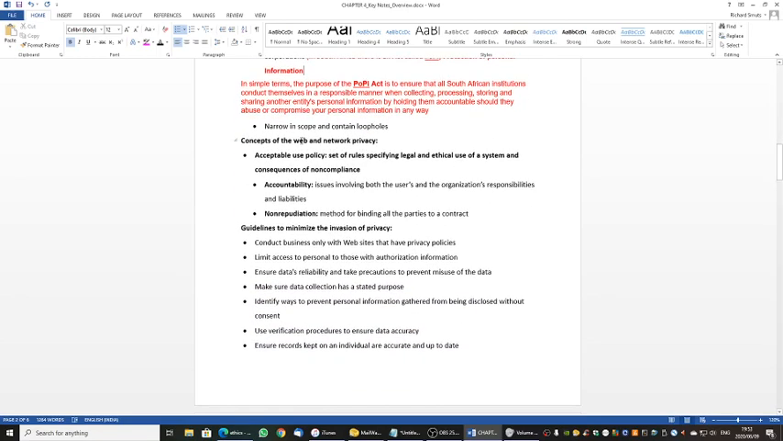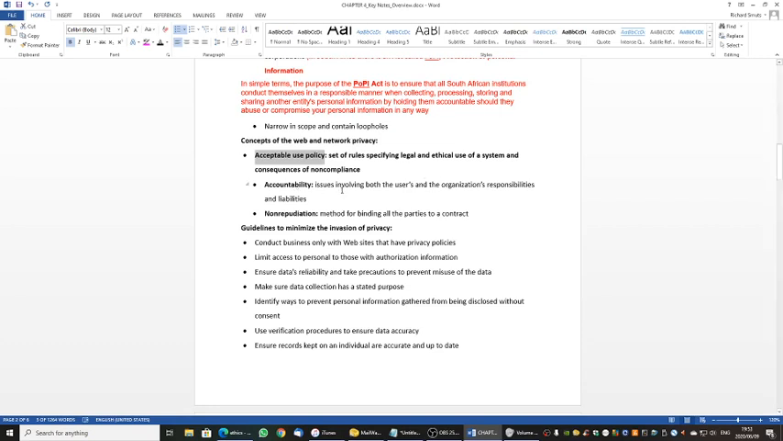If we have a look at the web and network privacy, the internet is so big these days and there is so much information that is posted online. We have on a website what is called an acceptable use policy, which is a set of rules specifying the legal and ethical use of a system. I'm sure when you've signed up for a website, you've had to agree to their terms and conditions. If you sign up for a Google account, you have to agree to their terms and conditions that you will not do anything that is unethical.